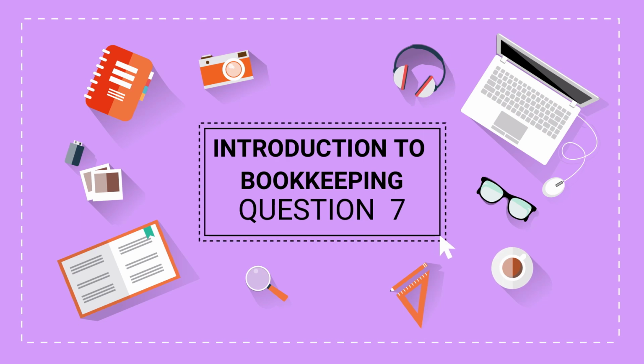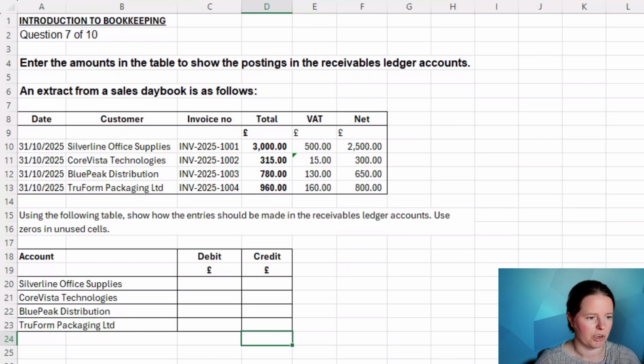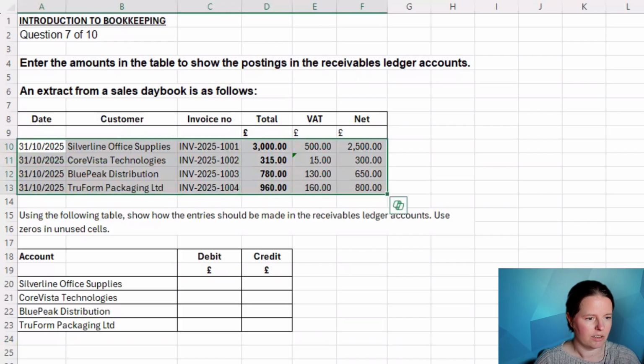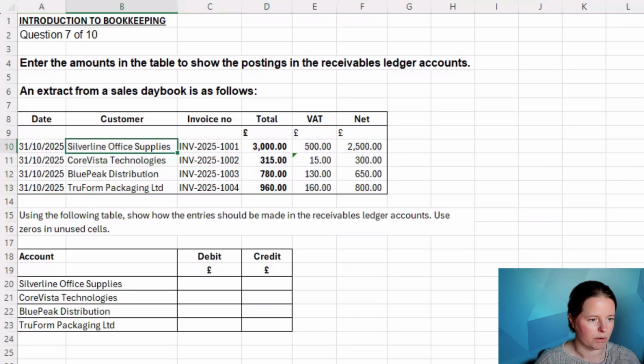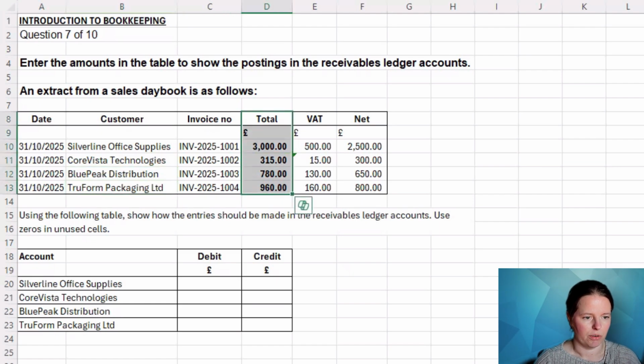So here we've got an extract from the sales day book, and what we've been shown here is 4 customers. So we've got an amount from Silverline Office Supplies, Core Vista, Blue Peak and Trueform, and we've got totals. So we've got £3,000 gross here with our VAT and net, 315, 780 and 960.